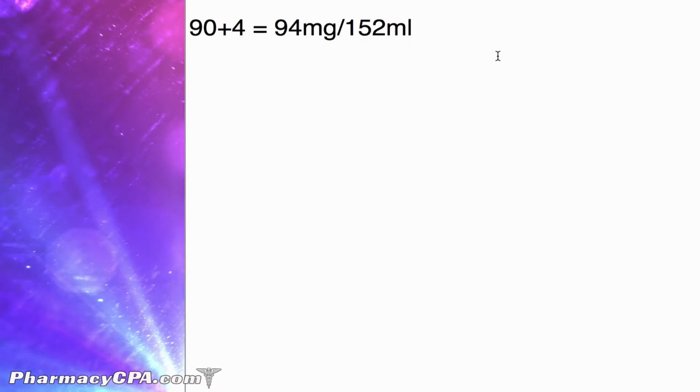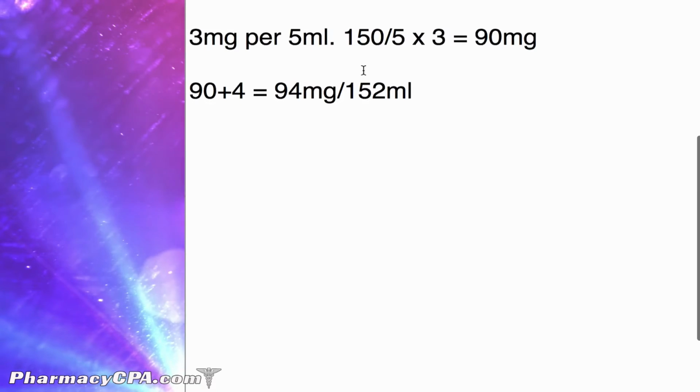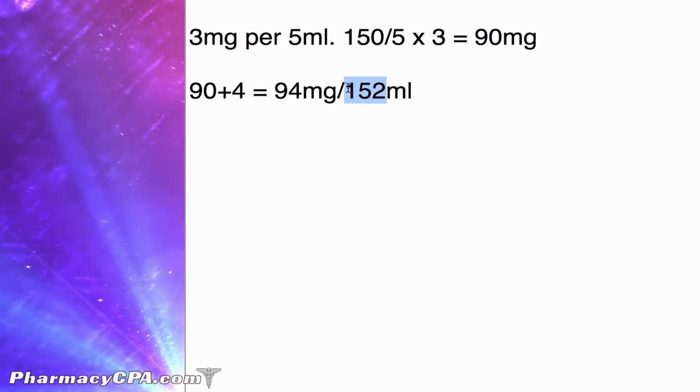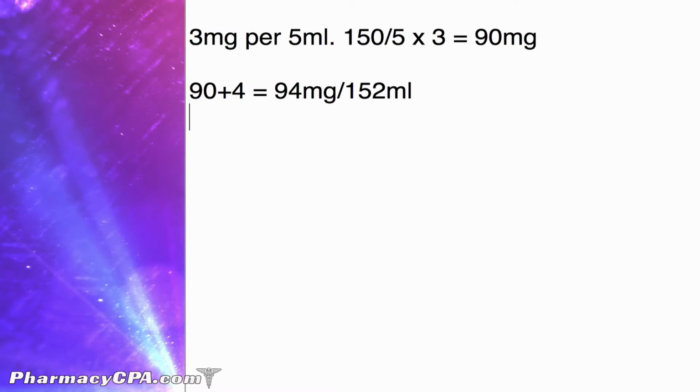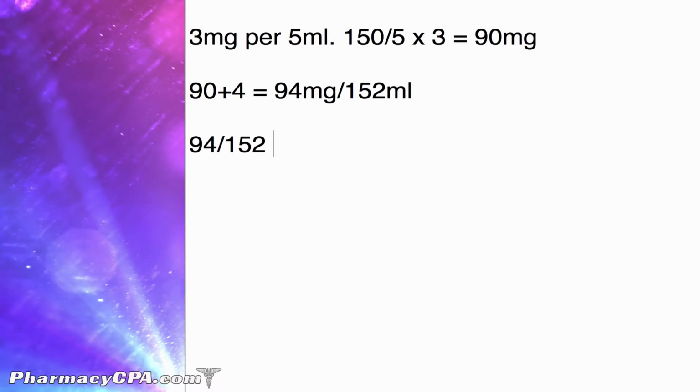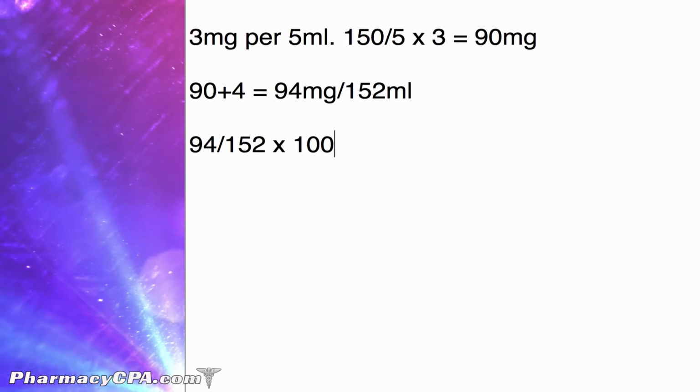Usually the numbers in the exam are a lot easier, so they'll be easily divisible, because that as a percentage is pretty difficult. What is that as a percentage? How would you work that out? Divide 94 by 152 and times it by 100. 94 divided by 152 times 100, which is 94.